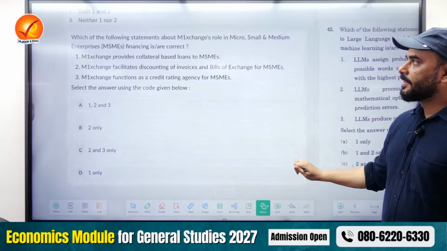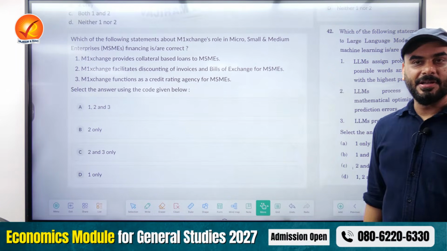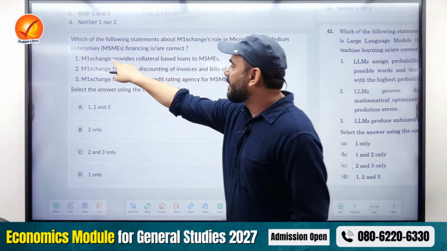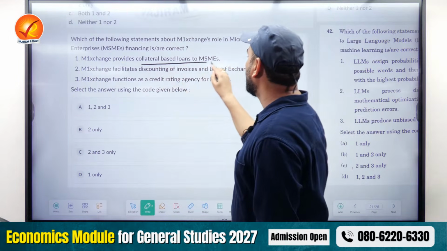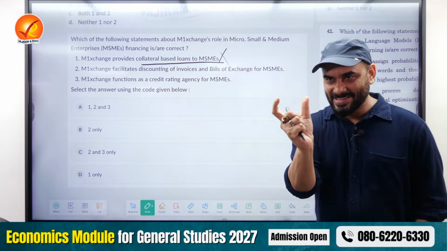2026 prelims. Which of the following statements about M1 Exchange's role in MSME financing are correct? What is M1 Exchange? It's a TReDS platform. Now, the first statement says it provides collateral-based loans to MSMEs. No, loans are not provided. You are selling a property or an asset.